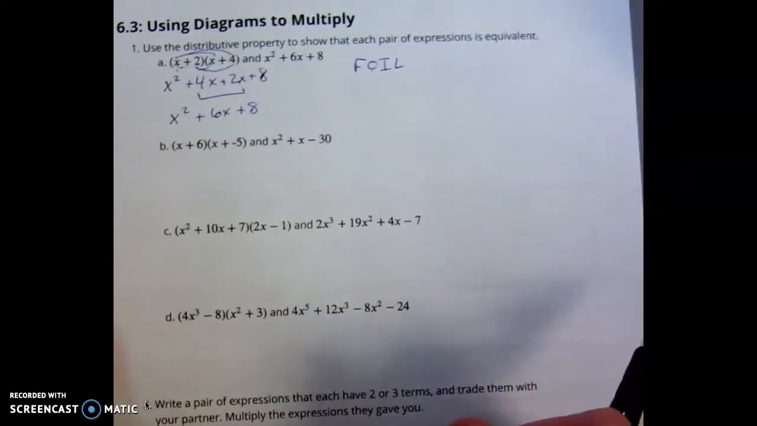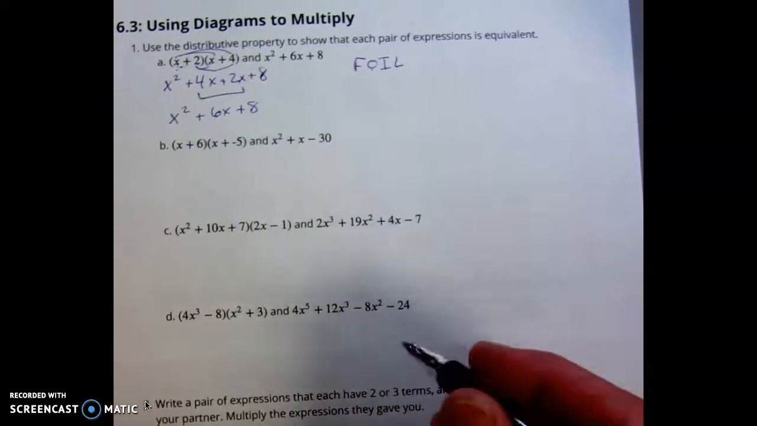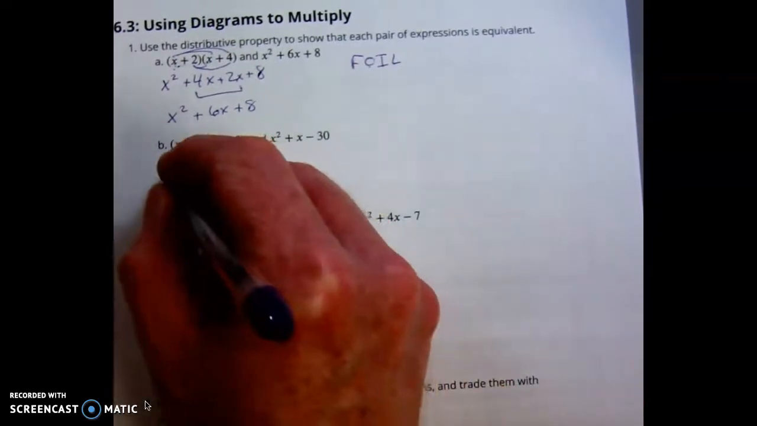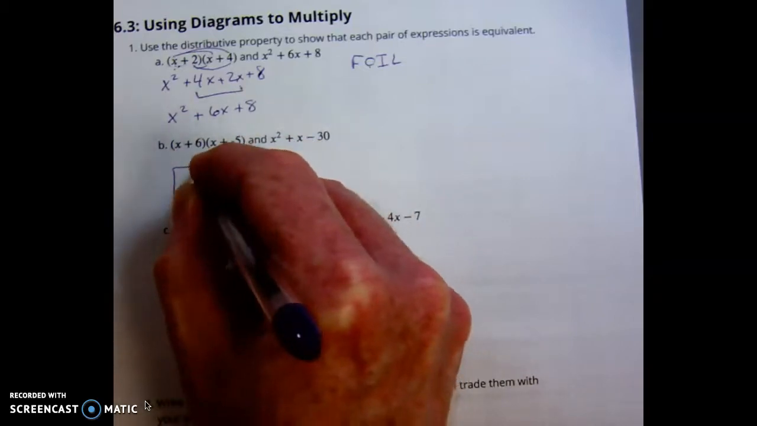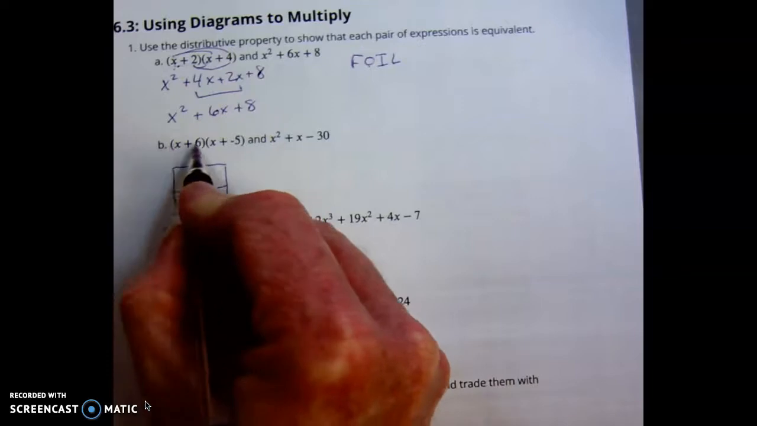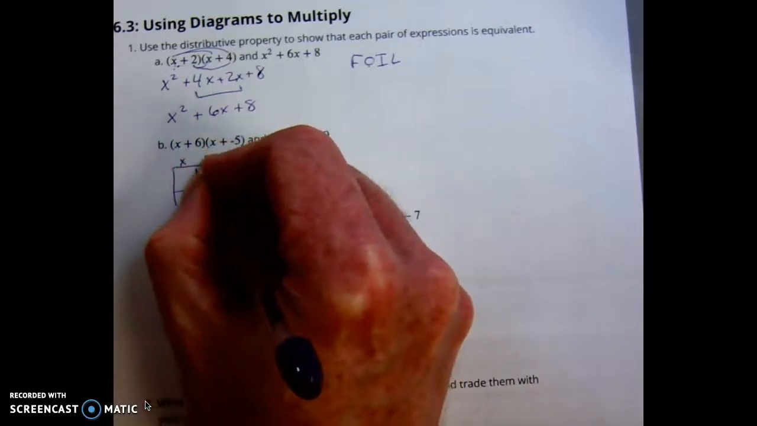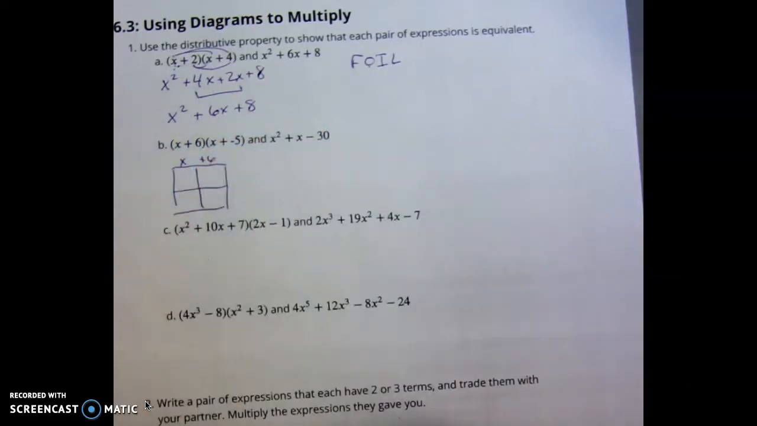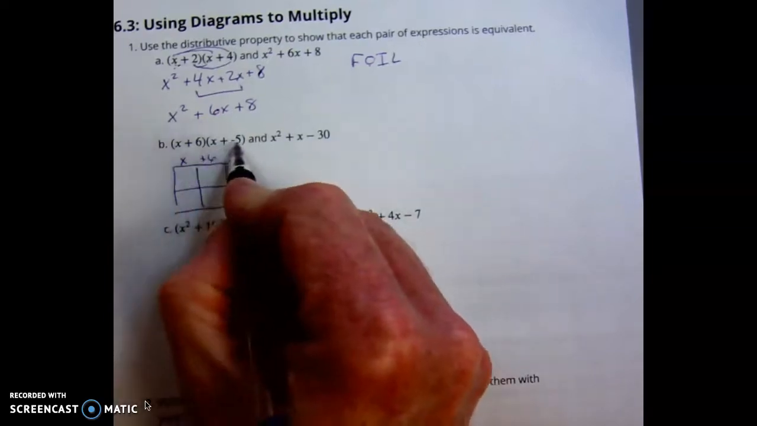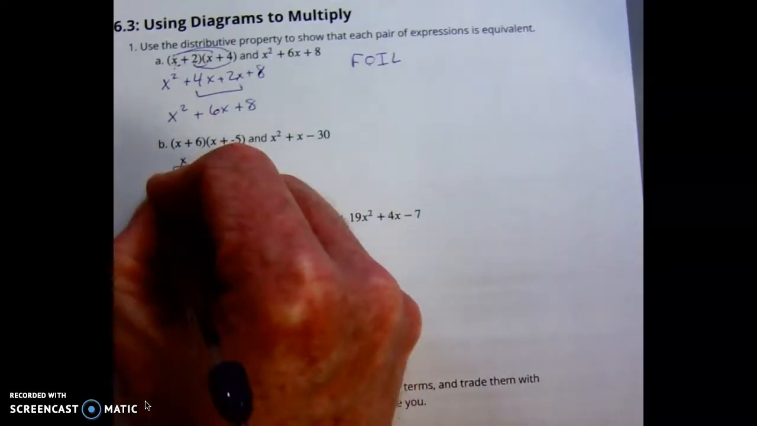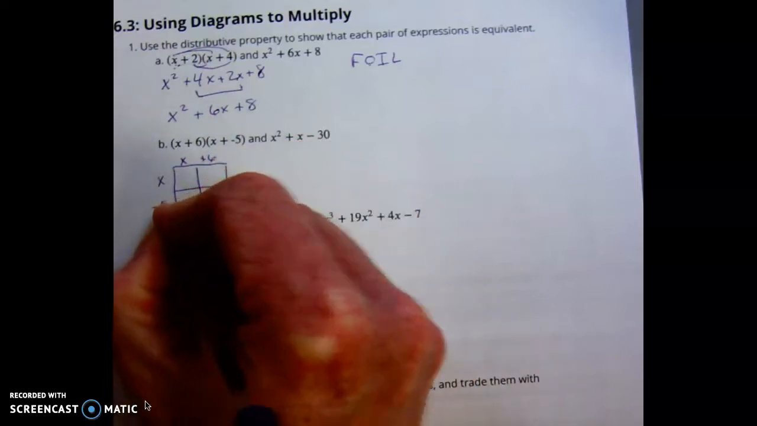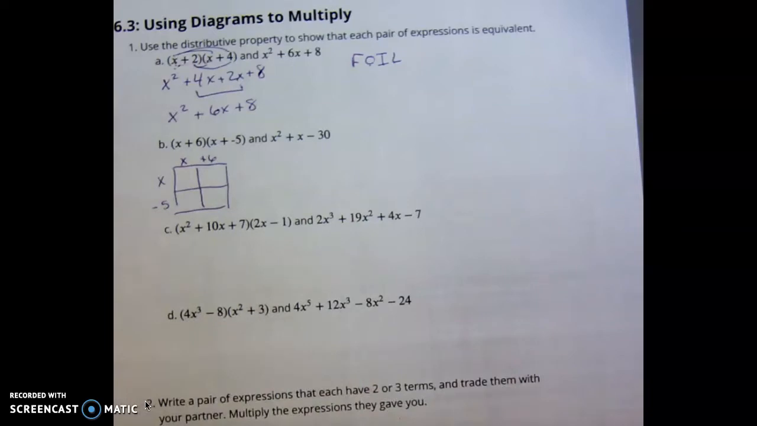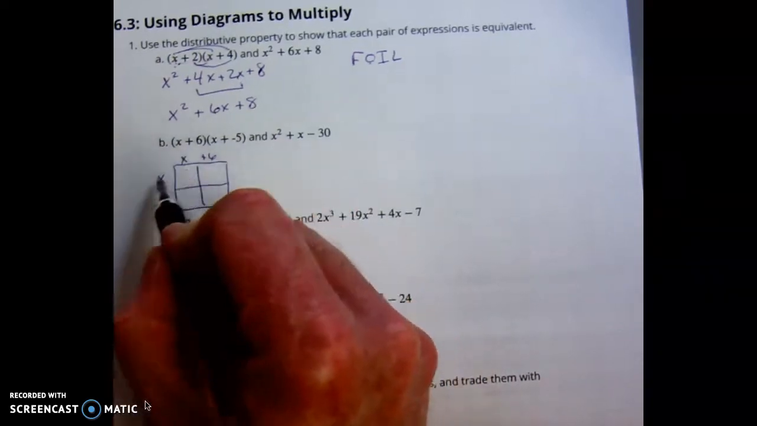Okay, another way I like to do it is called the box method. It's probably my preferred method. So I'm going to build a box here. And across the top, I'm going to put the first one, so x plus 6. Down the side, I'm going to put my second factor. X plus a negative 5 would be the same as just minus 5. Okay. Now it's like those multiplication charts you did in 3rd grade where you did the one going up and down times the one going left and right.